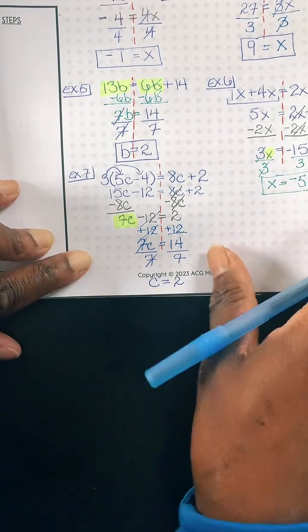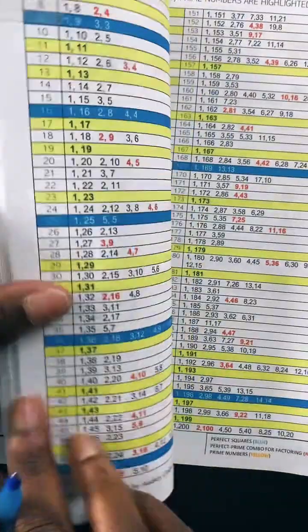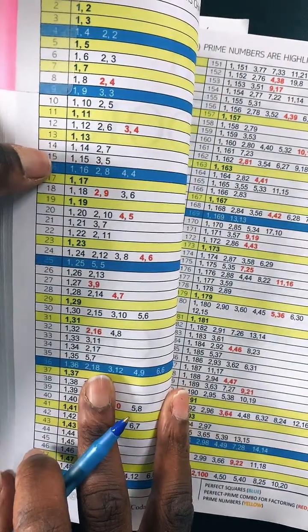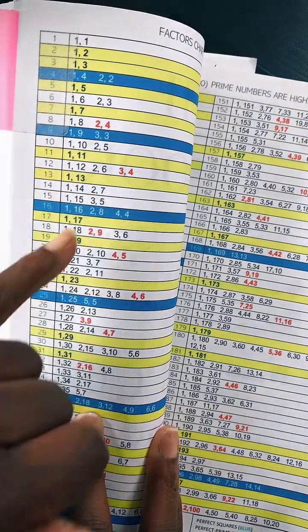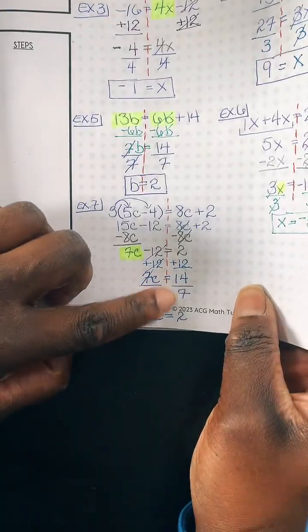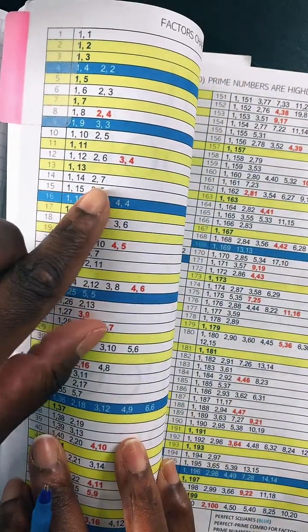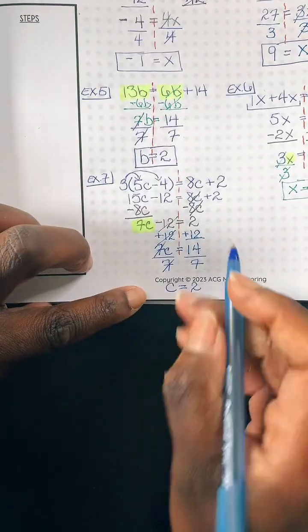If you're not sure, that's why we got the factor sheet. So that means we go here to the factor sheet. We are looking up 14. 14 is right here. Factors of 14 are 1 and 14 and 2 and 7. So we're trying to see what 14 divided by 7 is. So what's 14 divided by 7? That gives me 2. So my answer is 2.